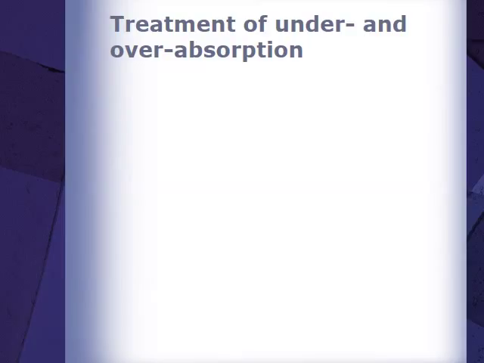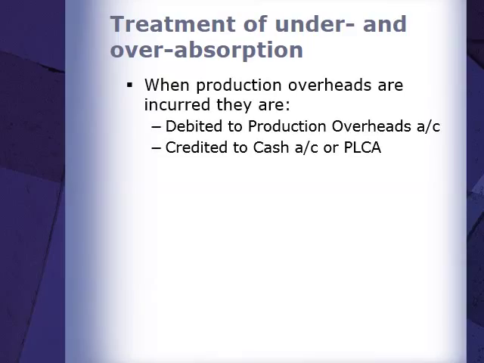So what do we do with this under or over absorption? Well, let's take a step back and look at what we do with production overheads when we incur them. First of all, we will debit those production overheads to the production overheads account, and we will credit our cash account if the overheads were paid in cash, or the purchase ledger control account if they were paid for on credit.